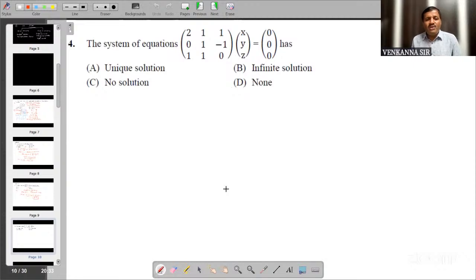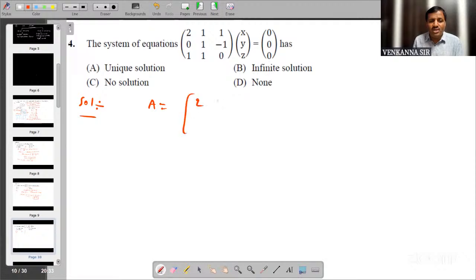The system of equations has, what is the answer? Can anybody guess what the answer is? The system of equations has. See, first of all, what type of equations? Are they homogeneous or non-homogeneous? They are homogeneous equations. For homogeneous equations, we have to calculate the rank of A.